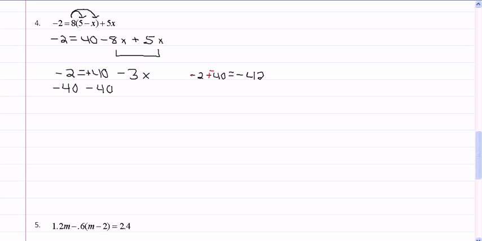Which is negative 42. So I have negative 42, my 40's cancel, and it's equal to negative 3x. So my last step in solving for the variable, I divide both sides by the number in front, which is negative 3. Negative 42 divided by negative 3 is a positive 14. My negative 3's cancel, so positive 14 equals x, or I can write this as x equals 14.